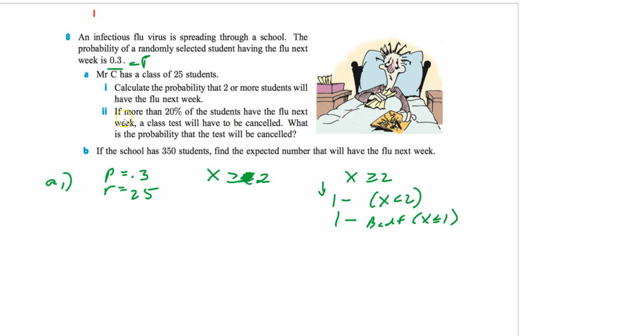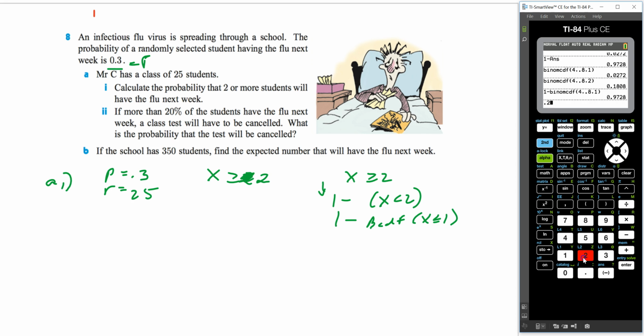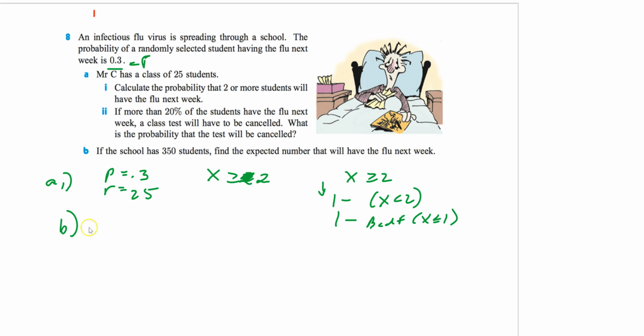Let's look at B. If more than 20% of students have the flu next week, a class test will have to be canceled. What's the probability the test will be canceled? So first, let's figure out what 20% of the class is, right? You have a calculator. So 0.2 times students in his class, you get about 5 students. So they say if more than 5 students have the flu, the class is canceled. So it's a very similar question, not the exact same. It's saying, okay, all this is the same, but now more than 5 means your class is canceled.